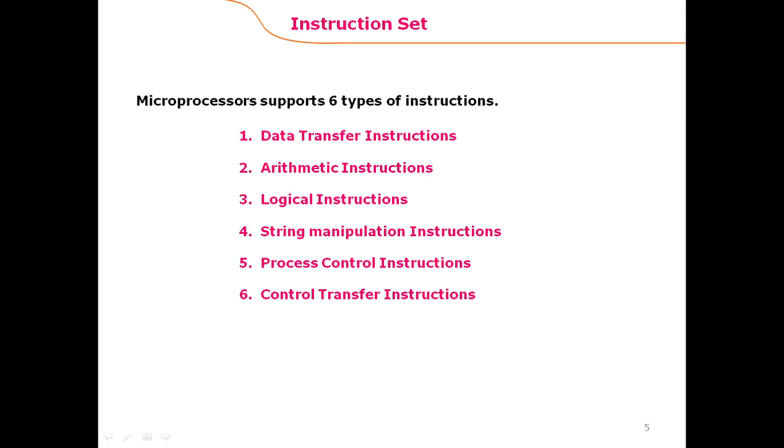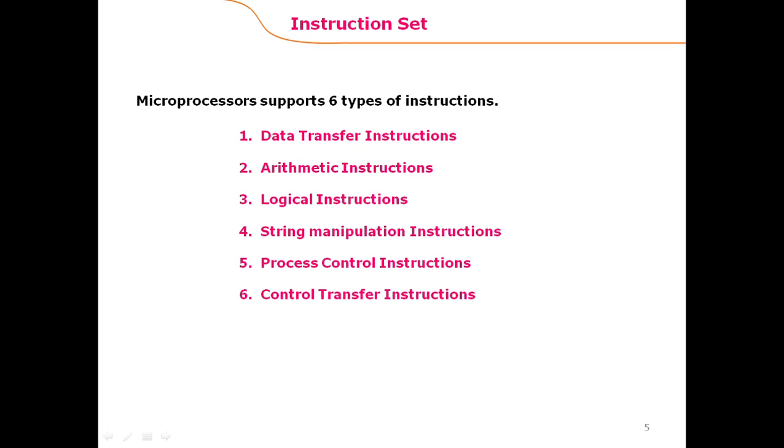Then there is a third group of instructions called logical instructions. Logical instructions are responsible for logic operations, for example, comparing two values, if one is less than the other, or if one is greater than the other, or if the two values are equal. So logical operations are performed by logical instructions. Then there is a fourth group, string manipulation instructions. These instructions are responsible for manipulating string data, for example, moving string data from one location to the other. And then there are process control instructions. These instructions control system processes. And then there are control transfer instructions. These instructions are responsible for transferring control from one programming location to the other.